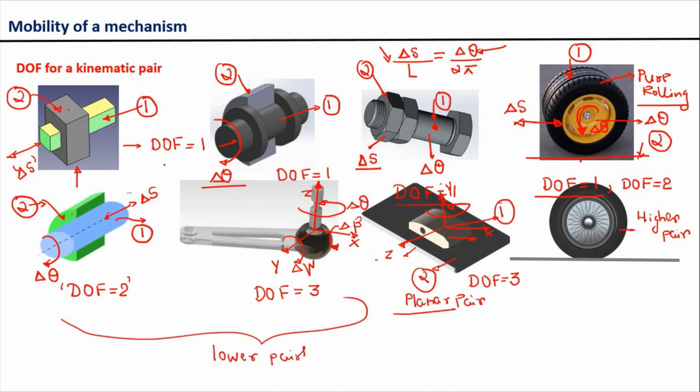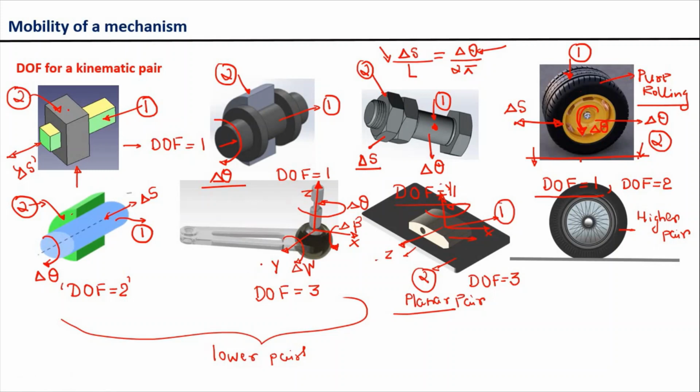That means in all these cases, the two links have a surface or area contact between them. However, if you see the case of a rolling pair, generally it is an example of a higher pair. Now let us see the degree of freedom of a higher pair.